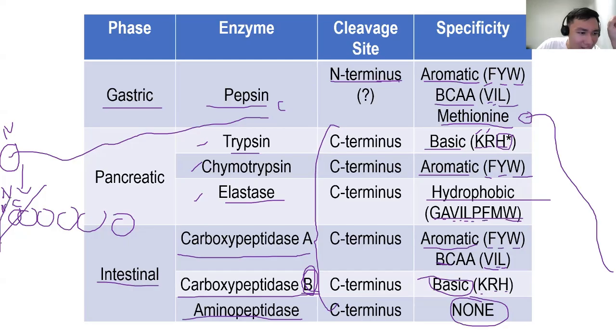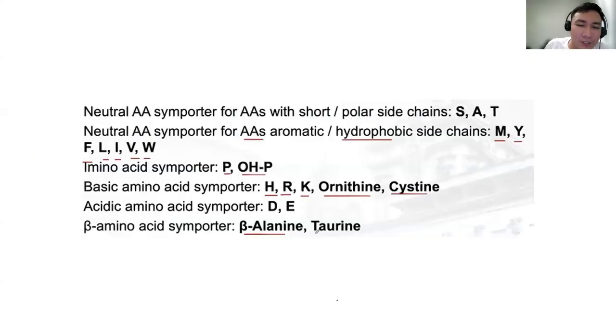Kasi hindi mo na pwede i-cut dito. Wala ka nang kakat dyan. Dito lang, oh. Di ba? Sa C-terminus ng individual amino acid. Okay? I hope that's clear. So, yun yung pag-digest, paano yung pag-absorb.